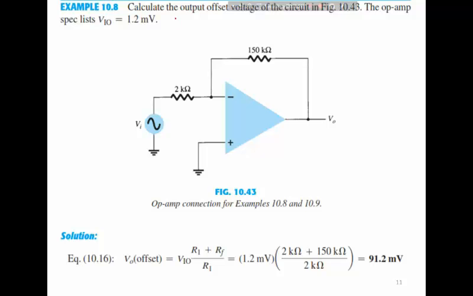Let me see an example that calculates the output offset voltage of this circuit. The op-amp specification gives an input offset voltage of 1.2 millivolts. From this given data, we can use the relationship for the output offset voltage: input offset voltage times R1 plus RF over R1. Input offset voltage is 1.2 millivolts, R1 is 2 kilo ohm, RF is 150 kilo ohm, and if we plug in these values, we get an output of 91.2 millivolts at the output.